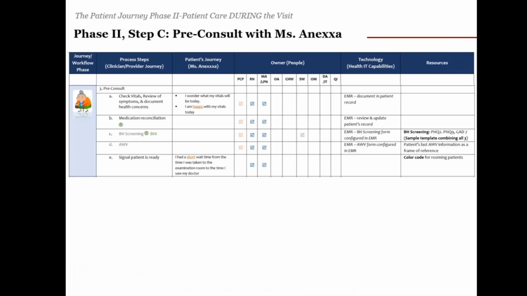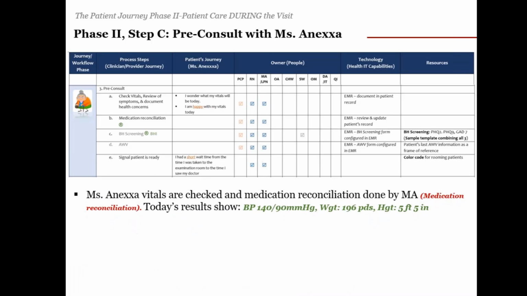So step C in phase 2 is the pre-consult, where the MA is checking vitals or the nurse is reviewing symptoms and things like that. So her vitals are checked and medication reconciliation is done. Again, remember that this is a requirement. And the results today for Ms. Anexa show that her BP is 140/90. Her weight is 196 pounds. Her height is 5'5". So again, looking at this, we'll discuss this further.